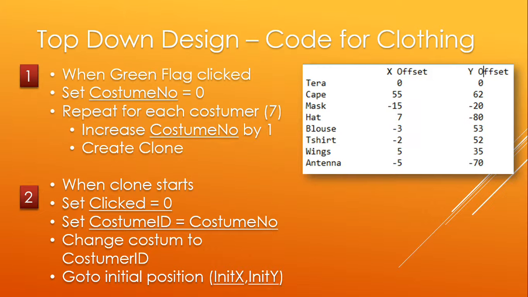Then when the clone starts, we're going to reset our click flag to 0. We're going to set the costume ID, which is a local variable, so a sprite-only variable under the costume sprite, equal to the costume number variable that we are incrementing between 1 and 7. We're going to change our costume to that costume ID, and position that clone sprite to its own initial X, initial Y. These are lists as well.